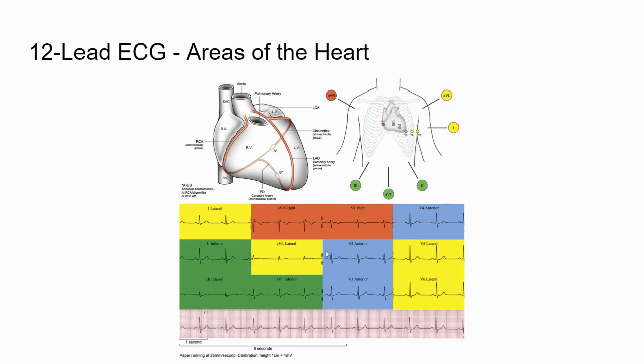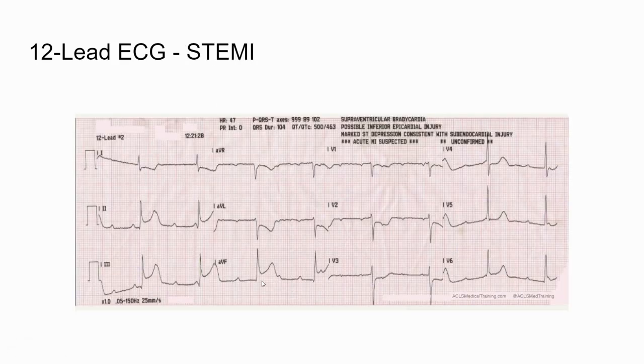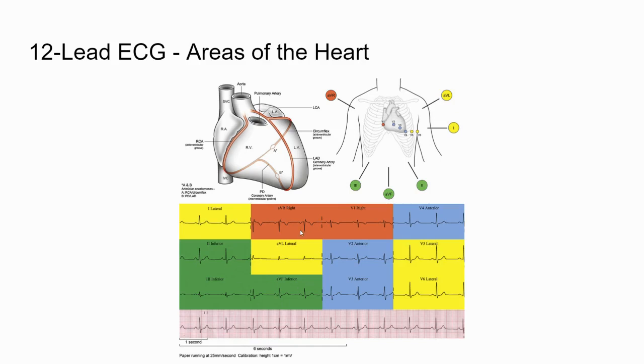Now, if we look at the 12-lead ECG again, here it's been color-coded in terms of the different areas of the heart. We have the lateral here in yellow. So we have leads 1, AVL, V5, and V6. And then we have inferior in green, 2, 3, and AVF. So that's just the MR that we just had here, 2, 3, AVF. So that's our inferior leads. We have in red, we have AVR and V1. And then in blue, we have V2, V3, and V4.